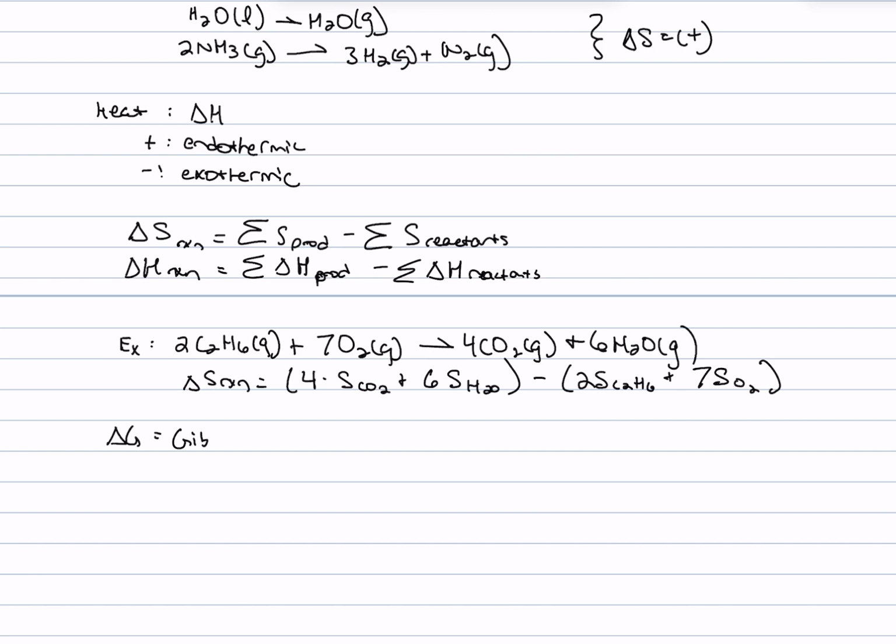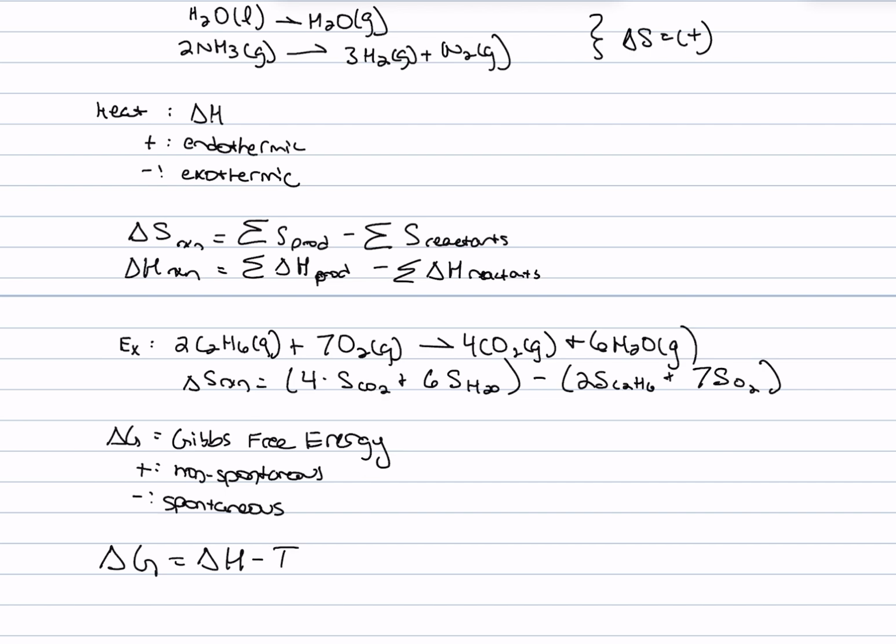Next is Gibbs free energy, which tells us the amount of energy that comes out of a reaction or how much energy is needed for the reaction, and its units are kilojoules per mole. And so, if it's positive, that means it's non-spontaneous since an input is required, and if it's negative, that means that it's a spontaneous reaction. So the equation is delta G is equal to delta H minus T in Kelvin times delta S.